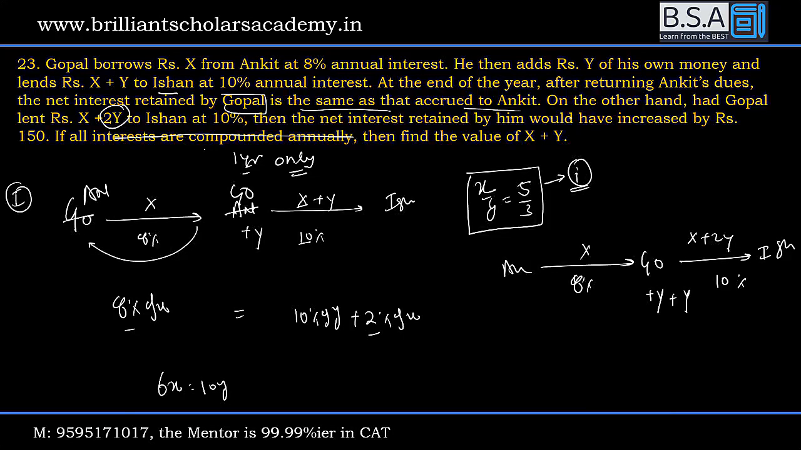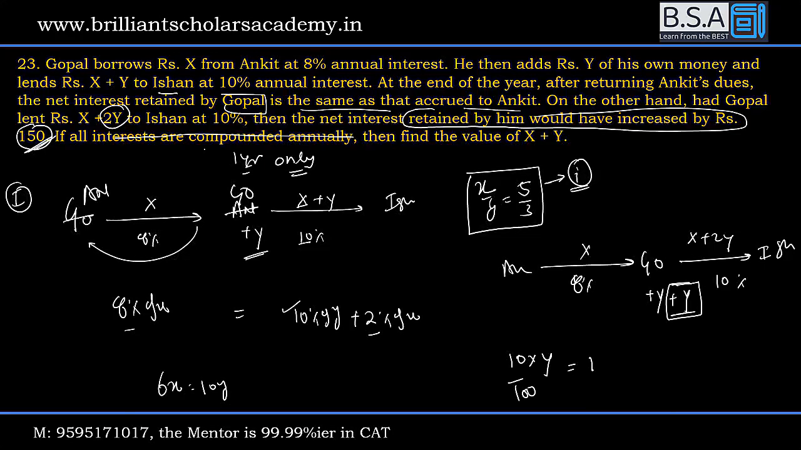Here, listen to the language. On the other hand, had Gopal lent X plus 2Y rupees at 10%, the net interest retained by him, what is the interest retained by him? This is the interest retained by him. It would have increased by 150 rupees. Why will it increase by 150 rupees? Because as compared to earlier, he is offering Y rupees more. That means those Y rupees will generate 10% extra, which is 150 rupees.